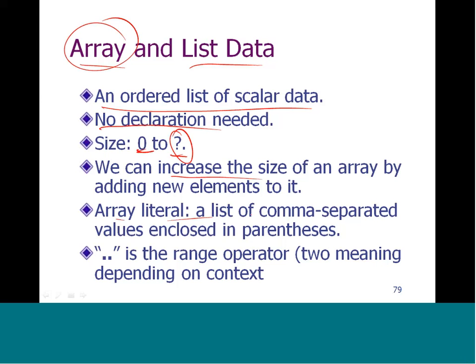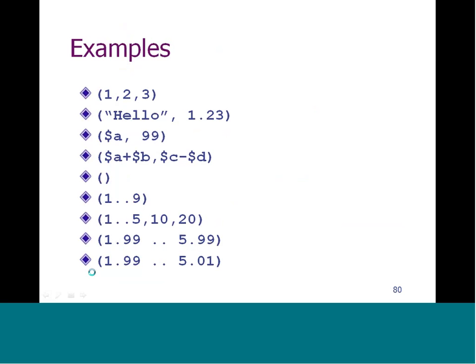The array literal is a list of comma separated values enclosed in parentheses. So we will see how to define an array literal, and then there are some special operators. One of them is called the range operator. It has two meanings depending on the context, and we will see that. So let's first look at some examples of an array.